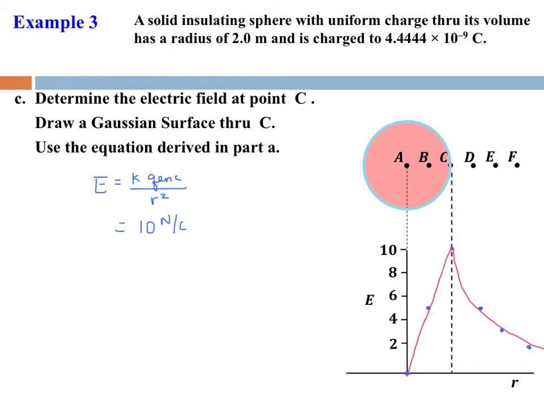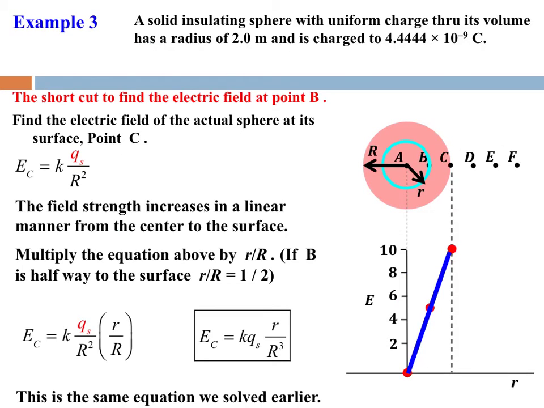Another way to solve for the electric field at point B is to find the electric field of the actual sphere, again using our equation, and the field strength increases in a linear manner from the center to the surface. So we can multiply the equation above by r over R. Again, this is just a ratio. So if we multiply our electric field by a ratio, then we can derive the equation that we use to solve for the electric field at point B.